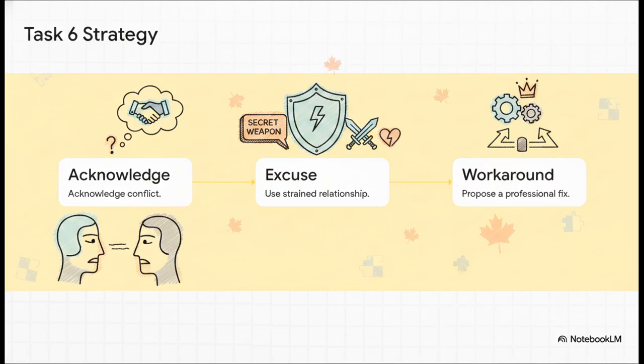Think about task 6, which asks you to handle a difficult situation, like maybe refusing to work with a colleague. Here is exactly how you use our secret weapon. Step 1, acknowledge the conflict politely. Don't avoid it. Step 2, deploy the word as your excuse. Since that disagreement last month, our relationship has been somewhat strained.